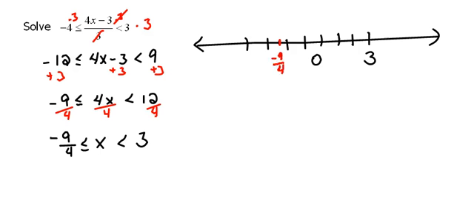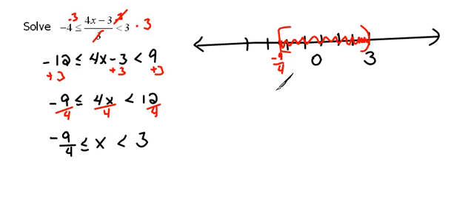Here's our negative 9/4. And because there's equality, we would have a bracket, and these are the x's between that negative 9/4 and 3. But 3, it does not have equality, so we'd use a parenthesis there. So here's what our graph of that would look like.